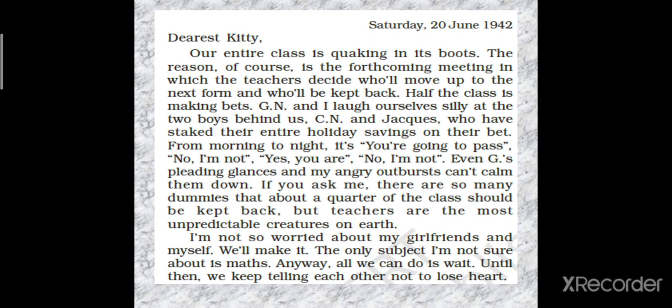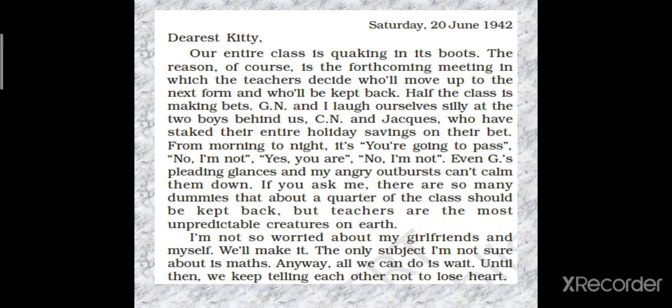In this paragraph, Annie was giving the description of that particular day in the school. So she's saying that everybody was tense in the classroom because they were going to get the result from their teachers about who would be promoted to the next class and who would be retained in the same class. In one particular bench, Annie was sitting with a friend whose name in short form she mentioned as G, and just behind them there were two boys whose names she mentioned as C and Jacques. So all are tense, but they were trying to behave normally.